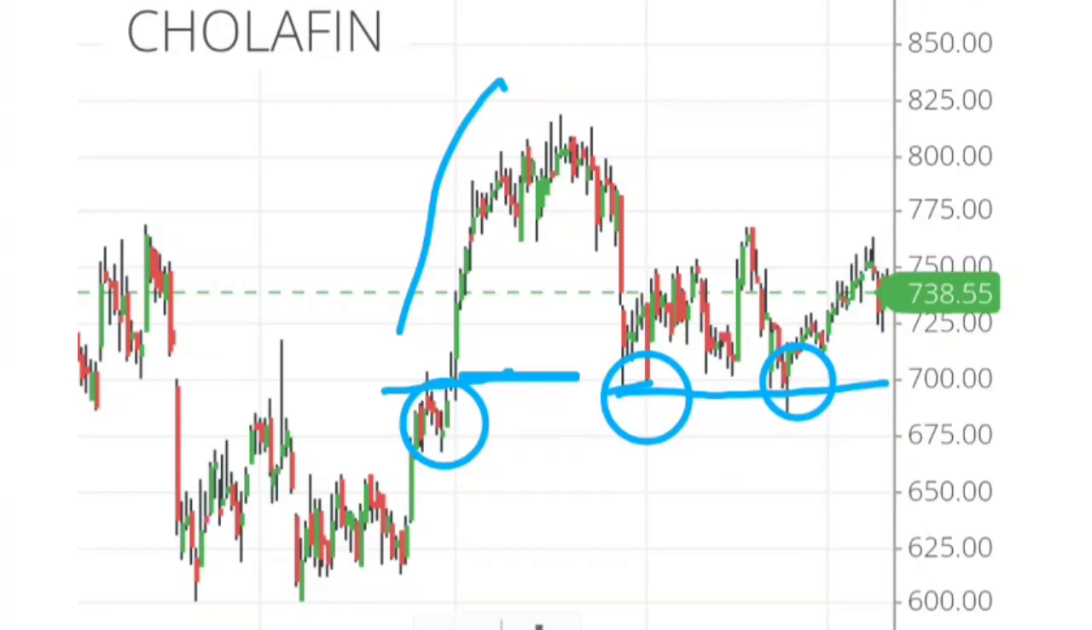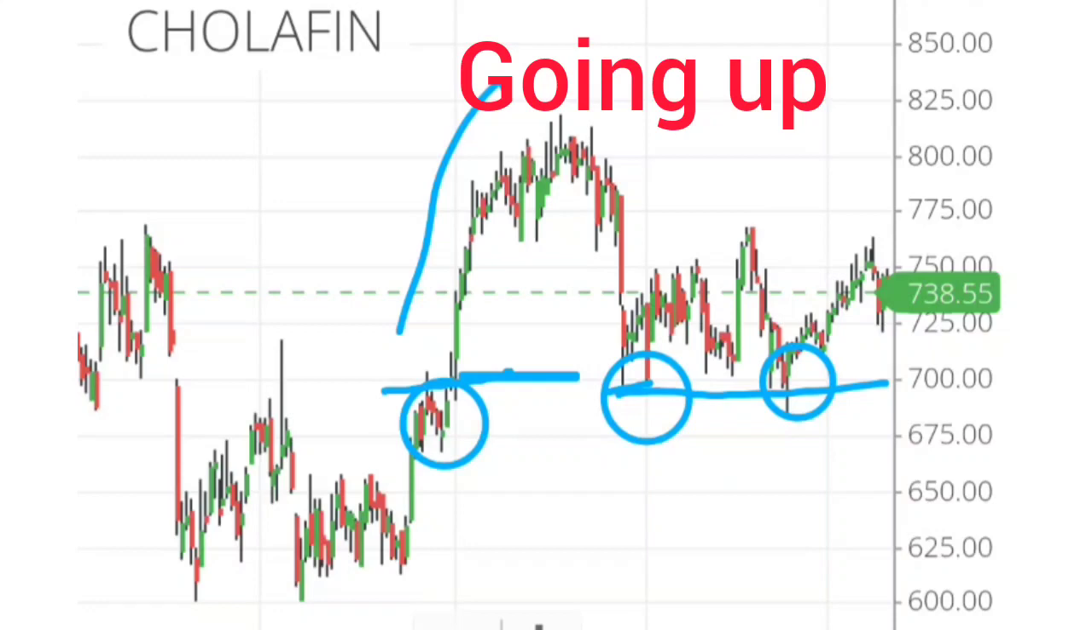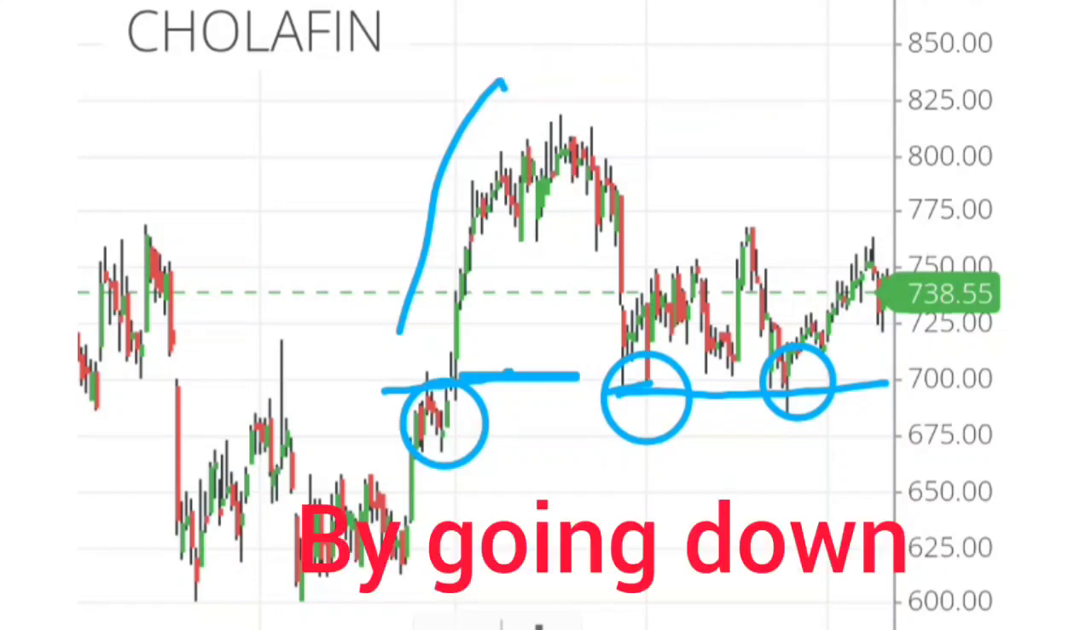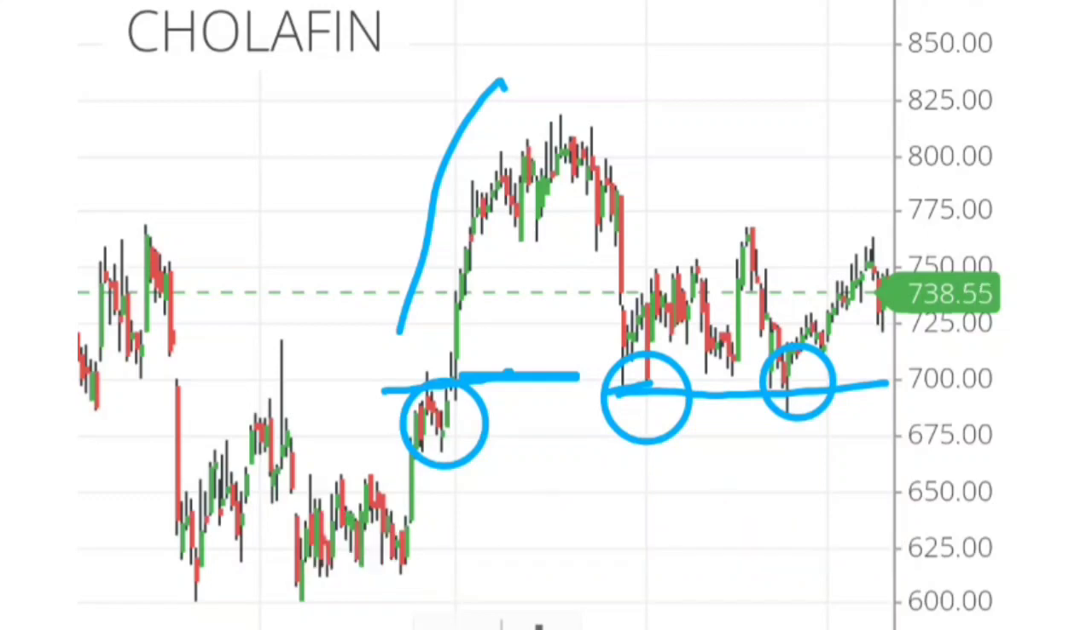So whenever a resistance is broken, it becomes that share's first support, and whenever a support level is broken and a share is falling down, that support level becomes the resistance. I know it must be getting a little confusing, but keep trying, keep working on it, keep looking at the charts. You can also follow my channel for more videos, because we continuously discuss shares which are at their support and resistance levels. You will start getting a better understanding.